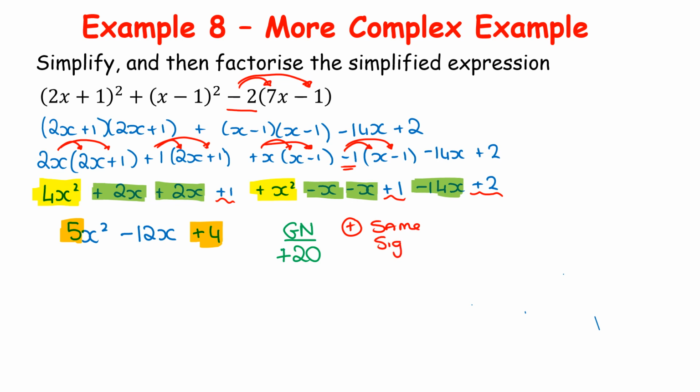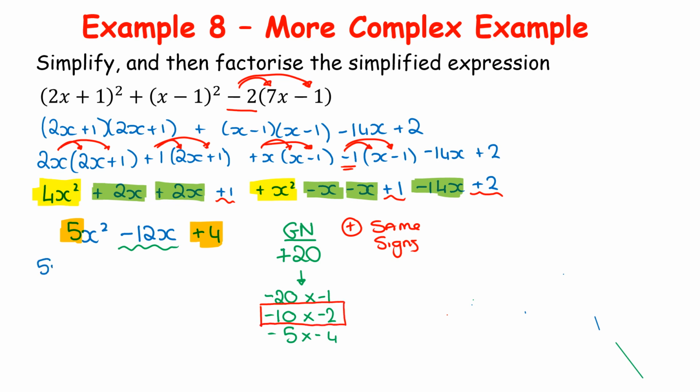We want these factors to add to minus 12x, so we're dealing with the negative factors. So we have 20 by 1, so that's minus 20 by minus 1. Or we have 10 by 2, so again minus 10 by minus 2, or 5 by 4. So the correct one that will give us minus 12 is minus 10 by minus 2.